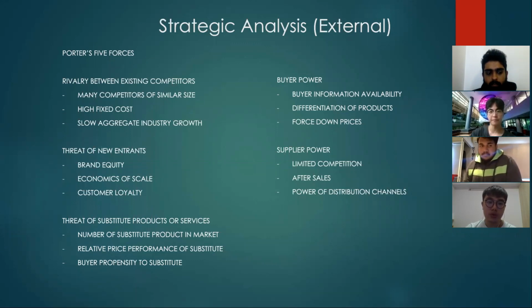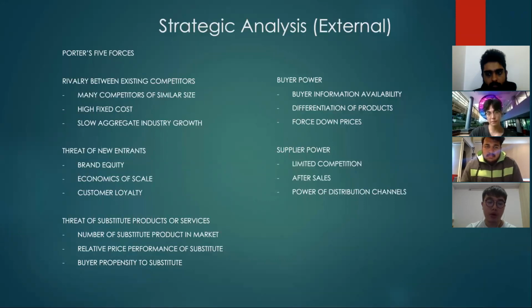In the rivalry between existing competitors part, there are many competitors in the market, such as Seaboard Foods and Pipestone. Also, the industry growth is low and fixed cost is high. In the threat of new entrants part, it's affected by brand equity and customer loyalty. When customers are satisfied with Smithfield products, they will keep buying their products. In the threat of substitute products or services part, there are many substitute products in the market, and the relative price of substitutes is almost the same.